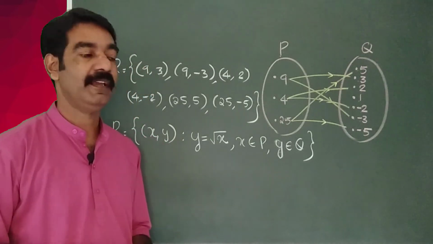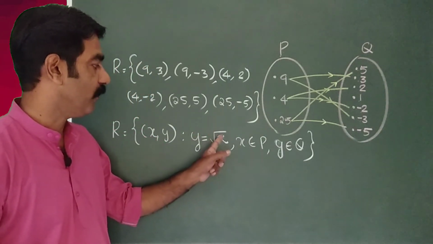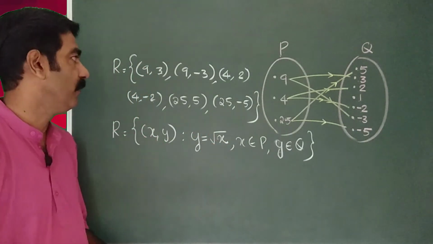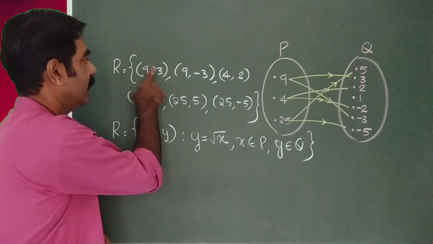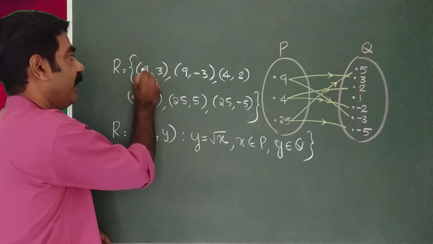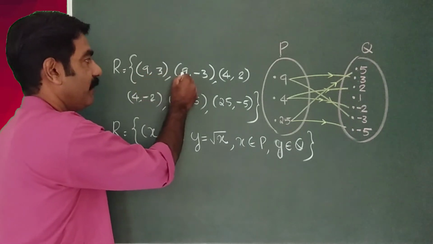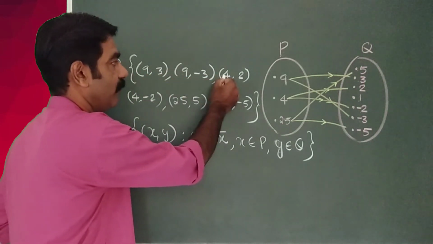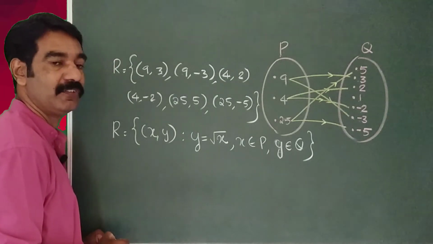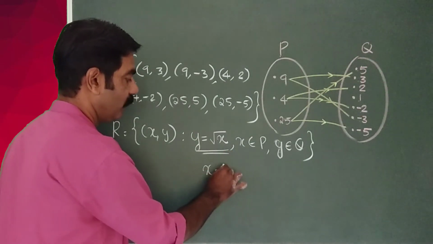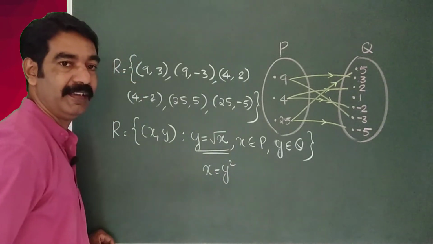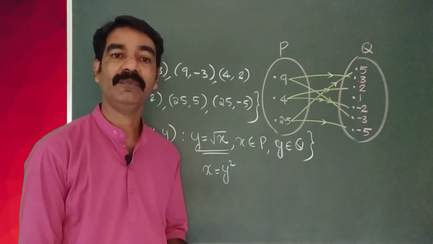വേണമെങ്കിൽ നമ്മൾ തിരിച്ചെഴുതാം. ഇവിടെ y is square root of x എന്ന് പറയുന്നതിന് പകരം നമുക്ക് എന്ത് പറയാം? x എന്താണ്? yന്റെ സ്ക്വയർ ആണ്. 9 എന്താണ്? 3ന്റെ സ്ക്വയർ ആണ്, 9 മൈനസ് 3ന്റെ സ്ക്വയർ ആണ്. 4 2ന്റെ സ്ക്വയർ ആണ്. So we can write x is equal to y square also.